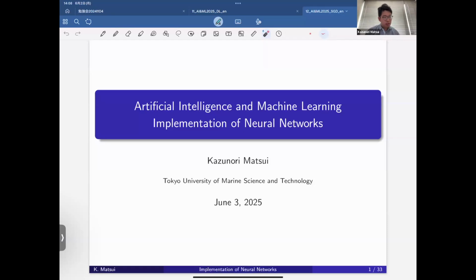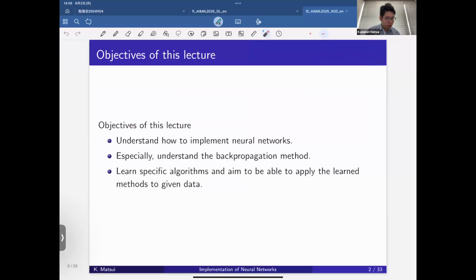Now let's start the 12th lecture. In the last lecture, we talked about what neural networks are. Today, we will talk about how to learn the parameters of neural networks in a specific way. We will use a specific method called the backpropagation method. I want to explain this in detail.